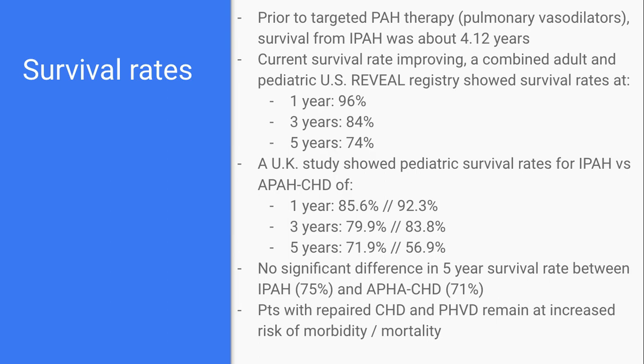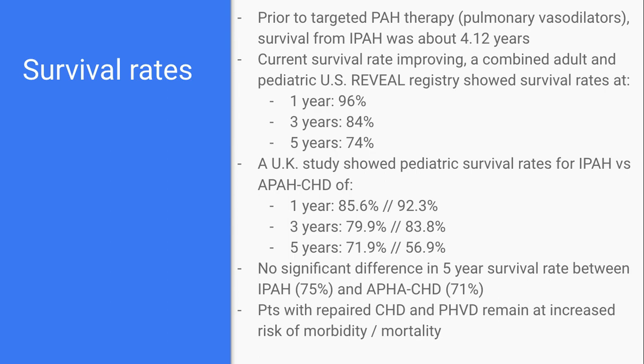The survival rate, prior to the targeted PAH therapy with pulmonary vasodilators, for idiopathic pulmonary arterial hypertension was about 4.12 years. And right now, the survival rate is actually improving. There is a registry called the US REVEAL, which combines the adult and pediatric survival rates, and they found that at 1 year it's close to 96%, at 3 years 84%, and at 5 years 74%.